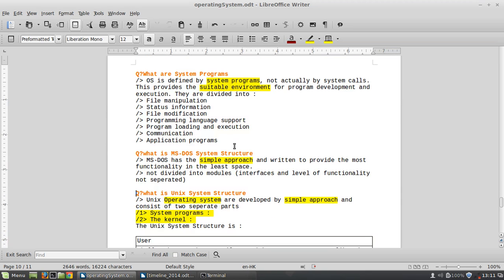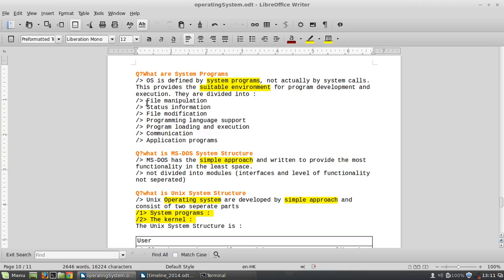Okay, what are system programs then? The operating system is defined by system programs, not actually by system calls. So you have to remember this concept about system programs. They provide a suitable environment for program development and execution. They are divided into so many things.